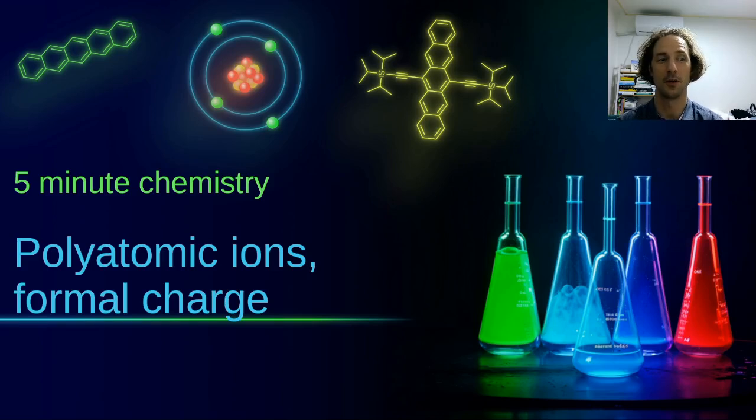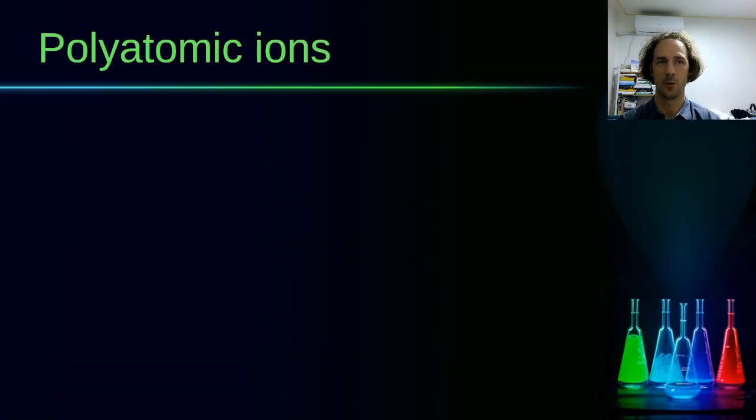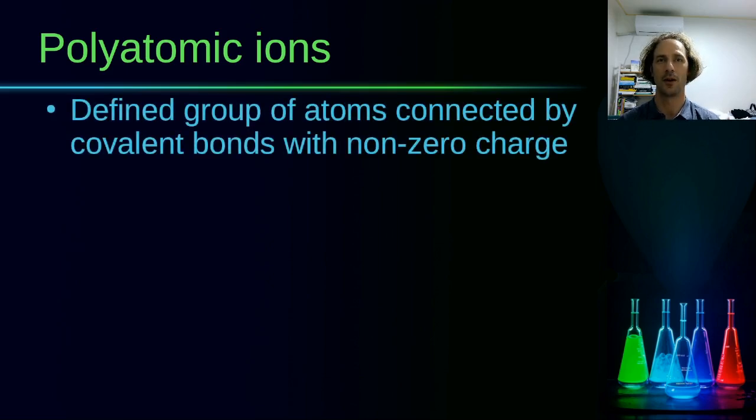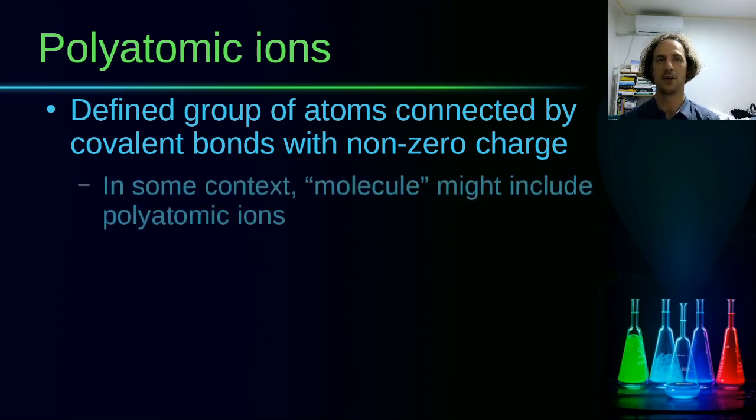Today we are talking about polyatomic ions and formal charges. So what is a polyatomic ion? Previously we discussed molecules, which are groups of atoms that are bound together by covalent bonds and do not have a charge. Well, a polyatomic ion is basically the same but also has a non-zero charge, and in some contexts, when people talk about molecules, they will also include polyatomic ions.